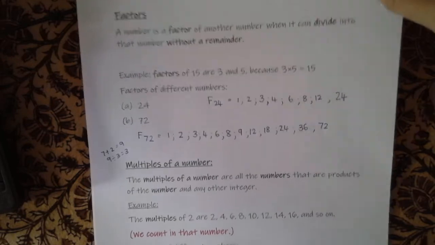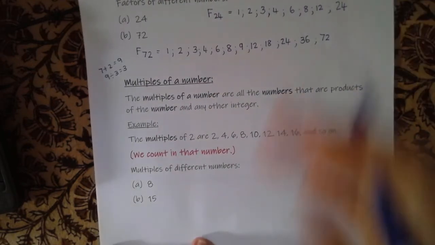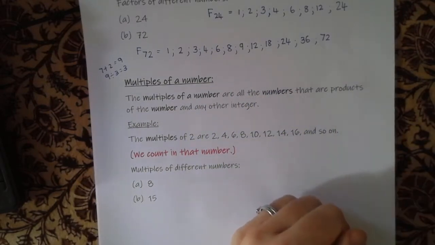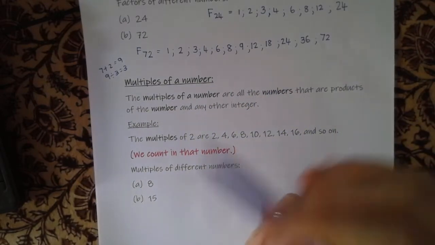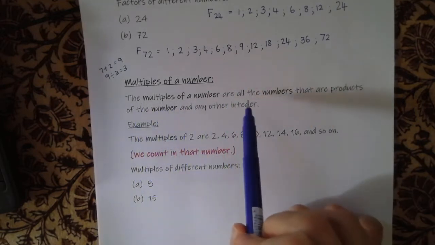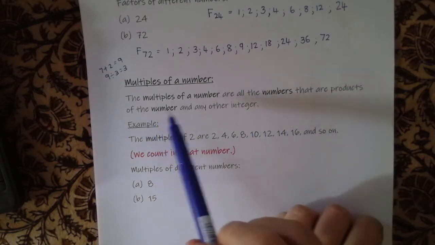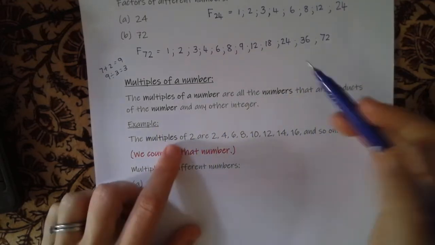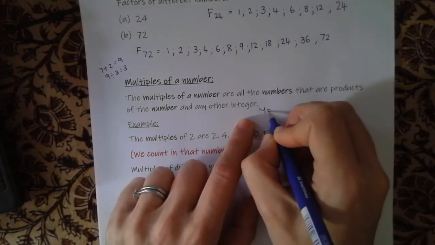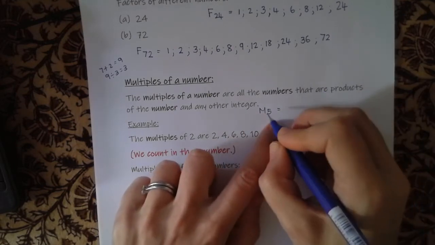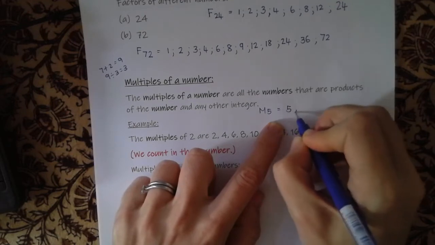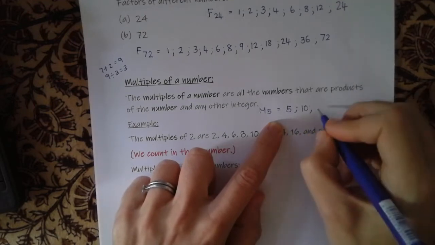And now we go to another word that's called multiples. Multiples of a number is, I always explain it to the children, it's like counting in that number. So if we have to explain it more mathematically, we will say the multiples of a number are all the numbers that are products of the number or any other integer. So that's a mouthful. So if I say, for example, the multiples of 5, that means that's all the numbers that 5 can divide into. Okay, so the first one will be 5, the second one will be 10, counting in 5s.